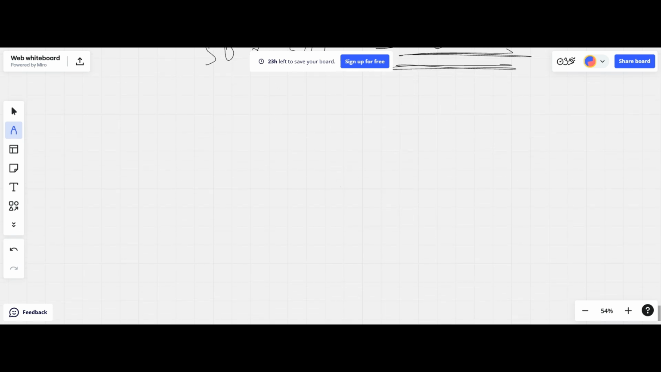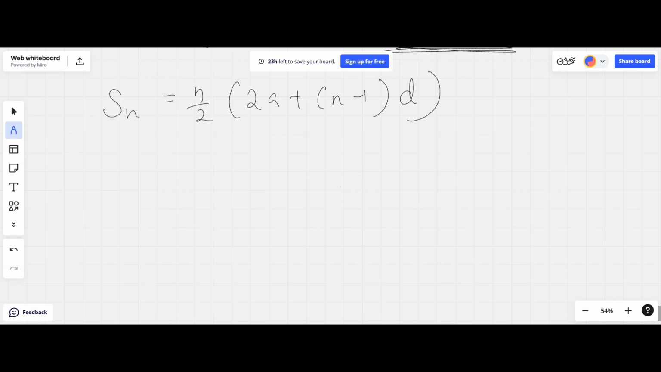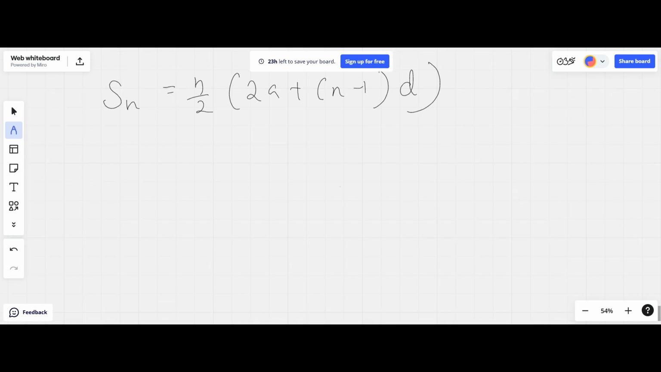Now you may think, okay, using this formula you can find it, all correct. But how did this formula come? Sn is equal to n by 2 into 2a plus n minus 1 into d. If you are wondering how this formula came, I will prove it to you, I will show you how this came.